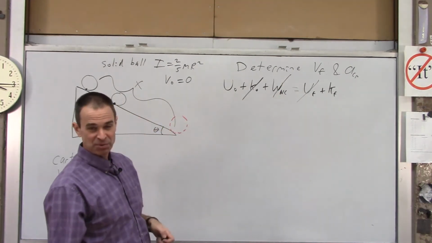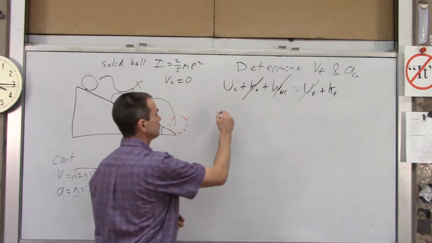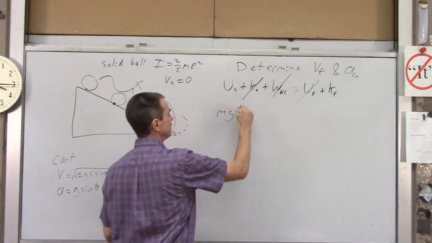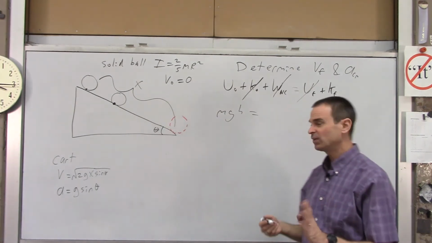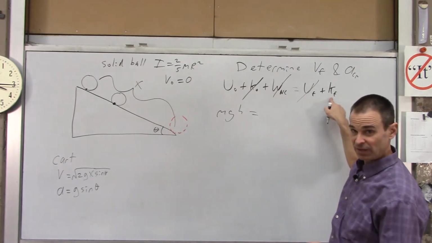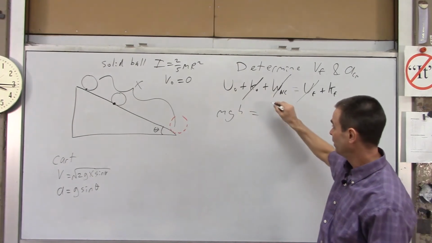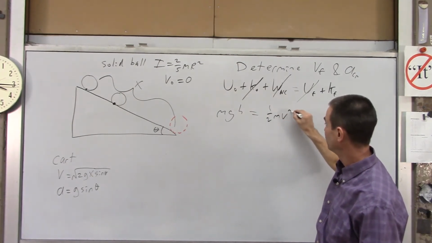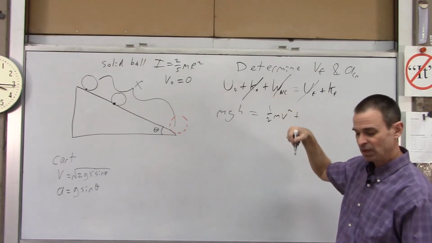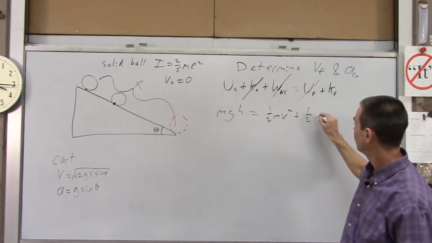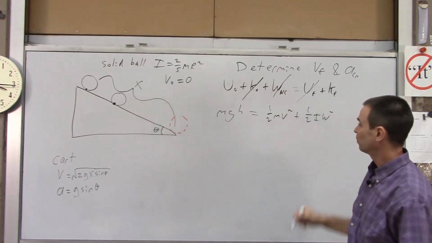At the beginning, we have gravitational potential energy, so that's mgh. At the end, as I mentioned before, we have two kinds of kinetic energy. We have translational kinetic energy, the center of mass moving, that's 1/2 mv squared. But the ball is also spinning about the center of mass, so you have rotational energy, which is 1/2 I omega squared.